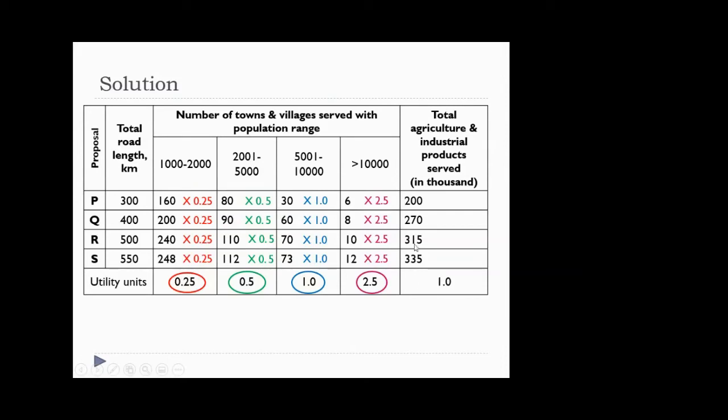And similarly, for productivity, we have assumed a utility unit of 1 for every 1,000, so the values in this column are also in thousands. So likewise, you just multiply it by 1. Okay, so that's the third and fourth step: you have to multiply the utility values with the respective number of towns and villages and the productivity as per the proposals.